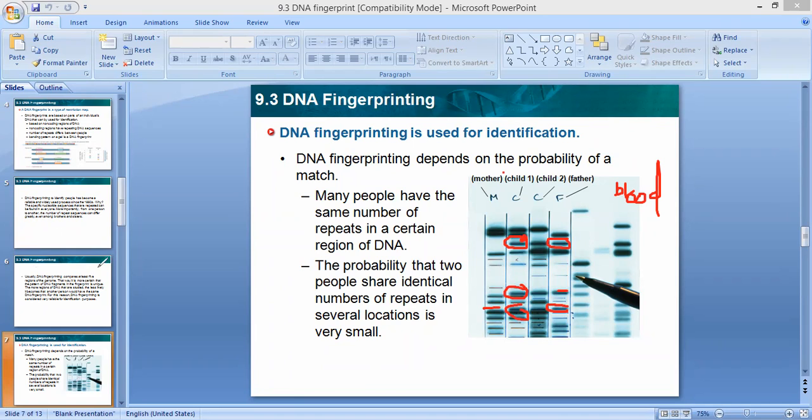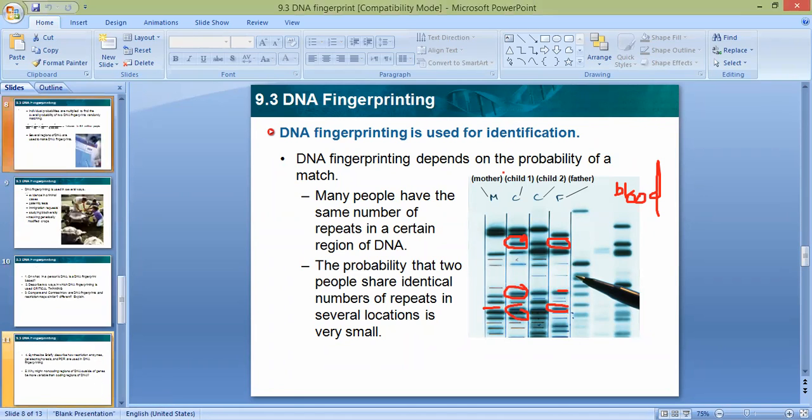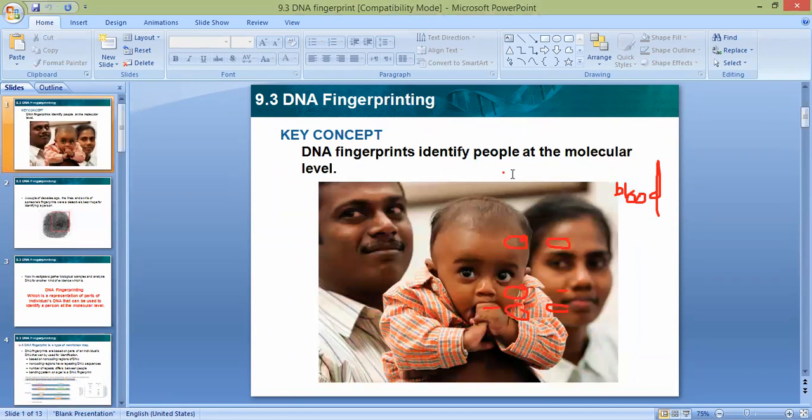Any questions till now, guys? Sure? Okay. We'll stop here today, but before I leave I would like to make a quick revision. Let's review together. What is fingerprinting? Who would like to answer? Yes, Yazan? What is the DNA fingerprint?